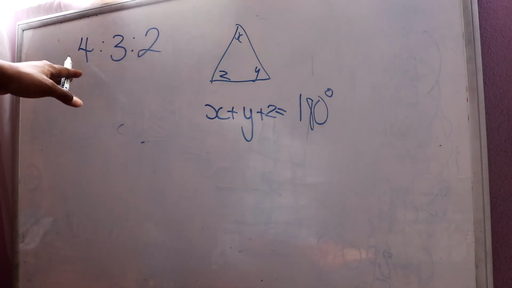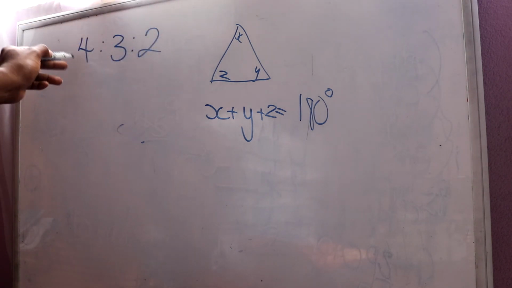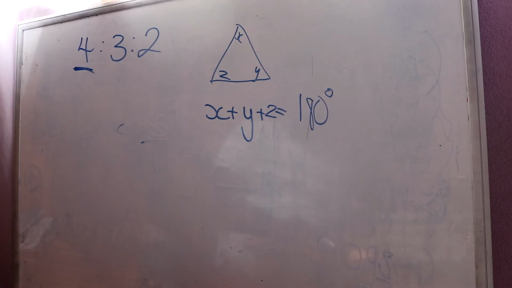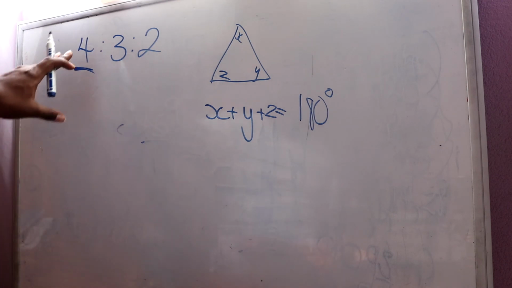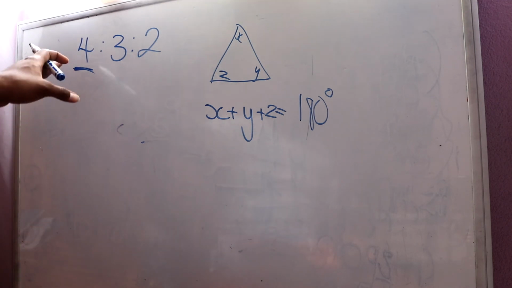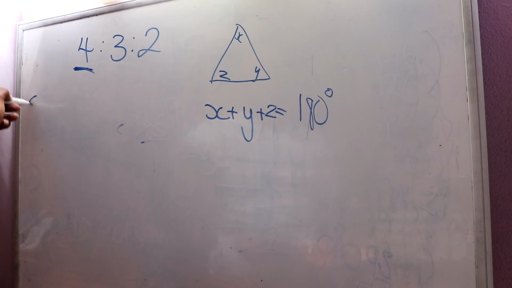Obviously, among these 3 angles, the one that represents the 4 will be the biggest angle, and this being the smallest angle, smallest of the 3 angles. So they want to know what is the size of the largest angle. Alright, so again, what we can do, we find the sum of the ratios.